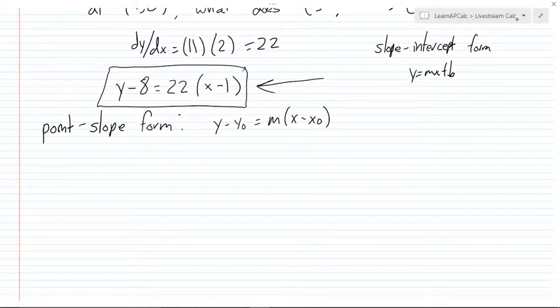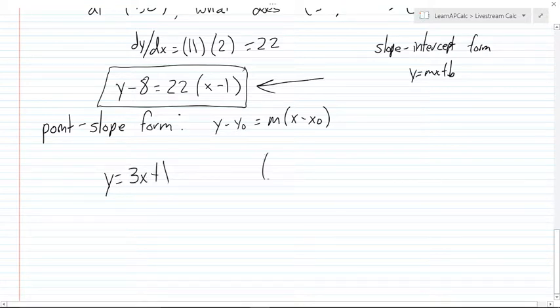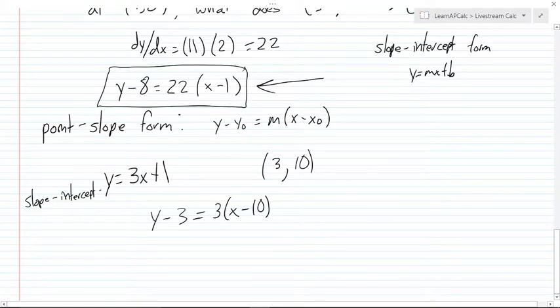Alright, I'll go over a little more point-slope form. Let's say we have y equals 3x plus 1, and I have the point (3, 10). I could also write this as so, and just to prove to you that these are the same: here is slope-intercept, and this is point-slope.